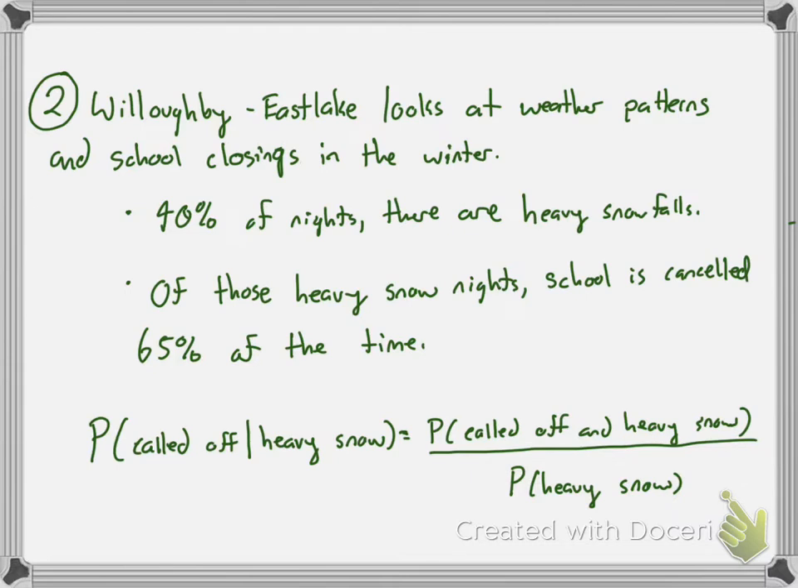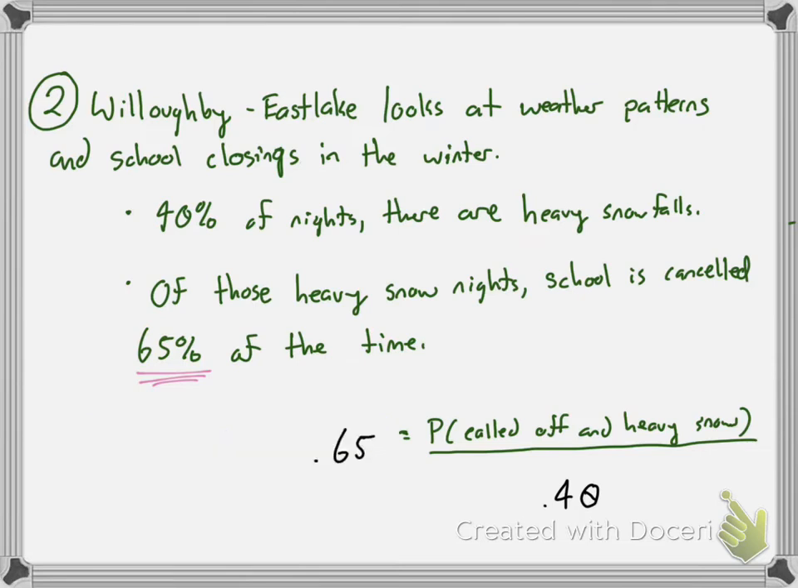Now I'm going to plug in the probabilities that I know so far. I was given that 40% of nights in Willoughby there are heavy snowfalls in the winter, so I'm going to put that in the bottom there for the probability of heavy snowfall. I was also given the probability that school gets called off given there's a heavy snowfall, so I'm going to put that in its appropriate spot. Now we only have one unknown left, which is what we're trying to find: the probability that school gets called off and there's heavy snowfall.